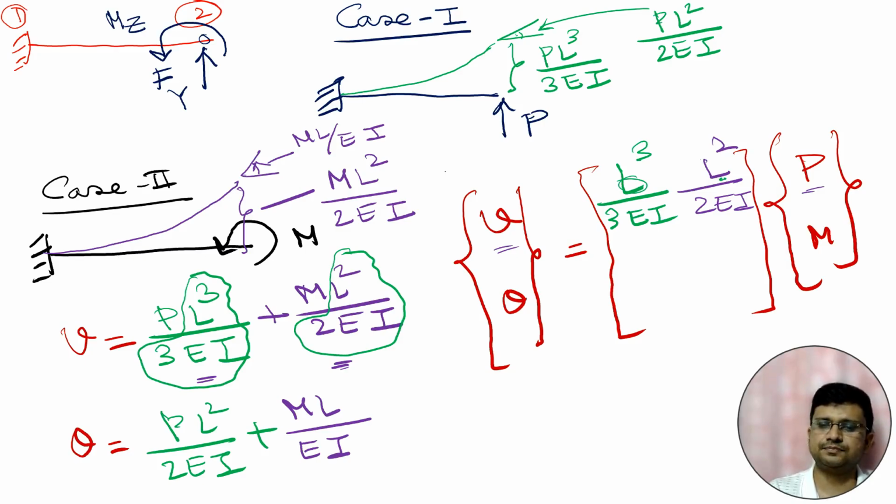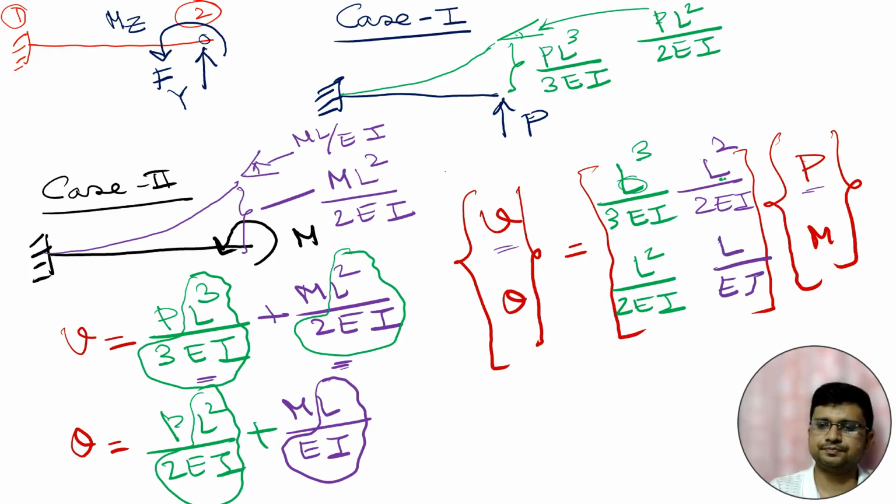Similarly, for theta, it will be P into L square by 2EI. So here there will be L square by 2EI, and M into L by EI. So here there will be L by EI. And this is our flexibility matrix.